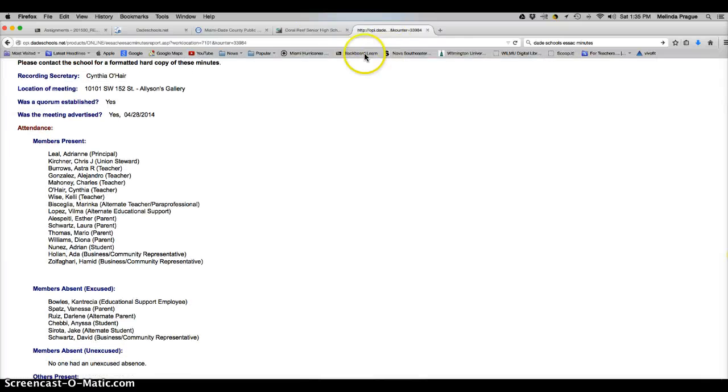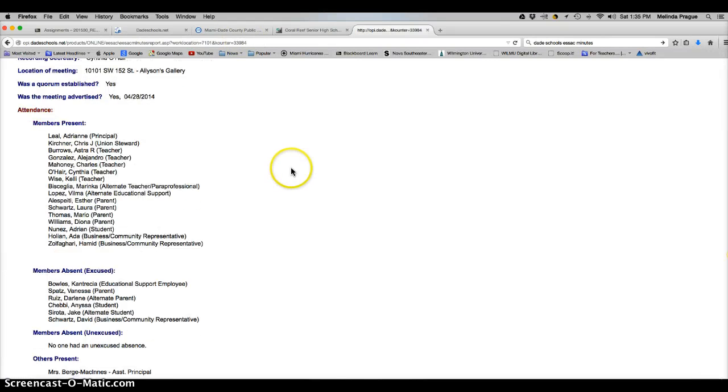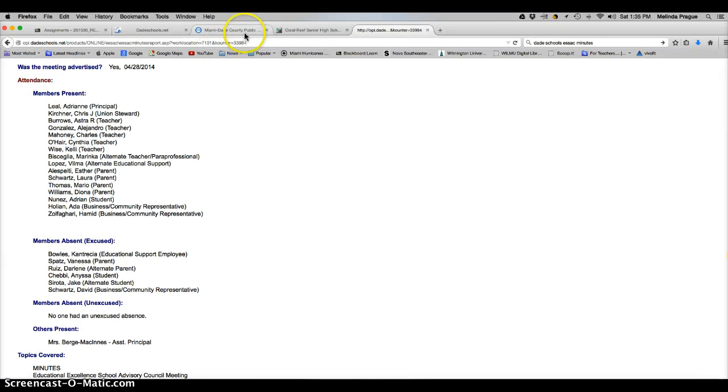Now, if you want to look for a particular school, you can then match that, obviously, to the school improvement plan. So in the school improvement plan, were they talking about vocabulary, language arts, and looking for ways to improve that? Because that's what they're talking about at their ESAC meeting.